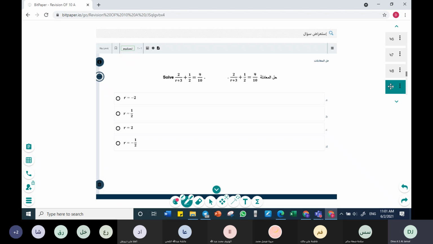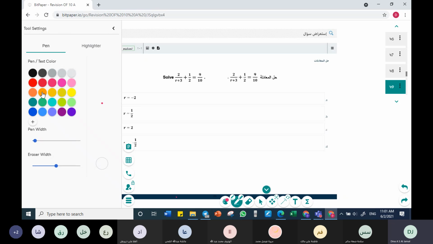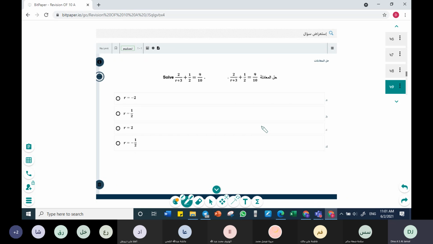Now, he would like me to solve this equation: 2 over r plus 3, plus half, equal 9 over 10. What shall I do here? How can I solve this equation? What will be the easiest thing?